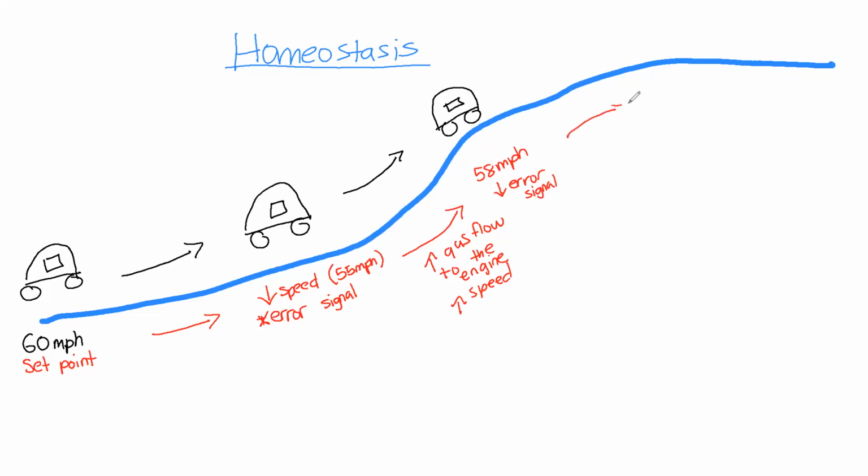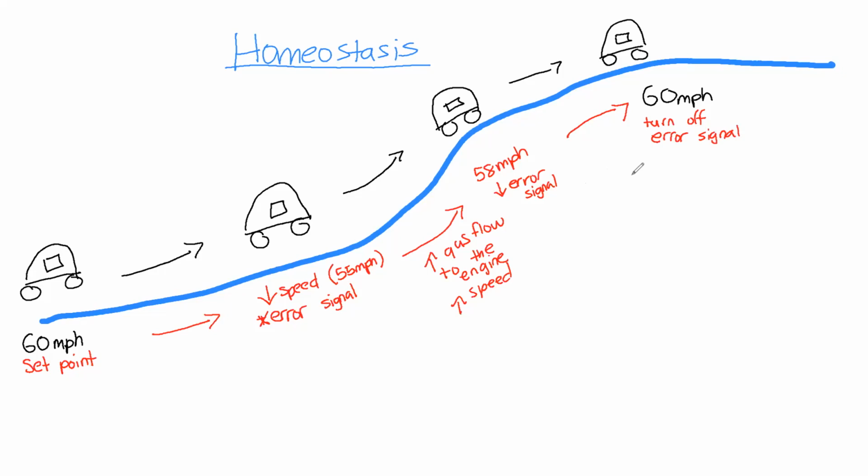And then eventually, as we get to the top of this hill, we see that our car now gets back to that 60 miles per hour speed rate, and our error signal is now turned off. So we're back to 60 miles per hour, and then here we see we're back to set point, so the error signal is turned off. Okay?